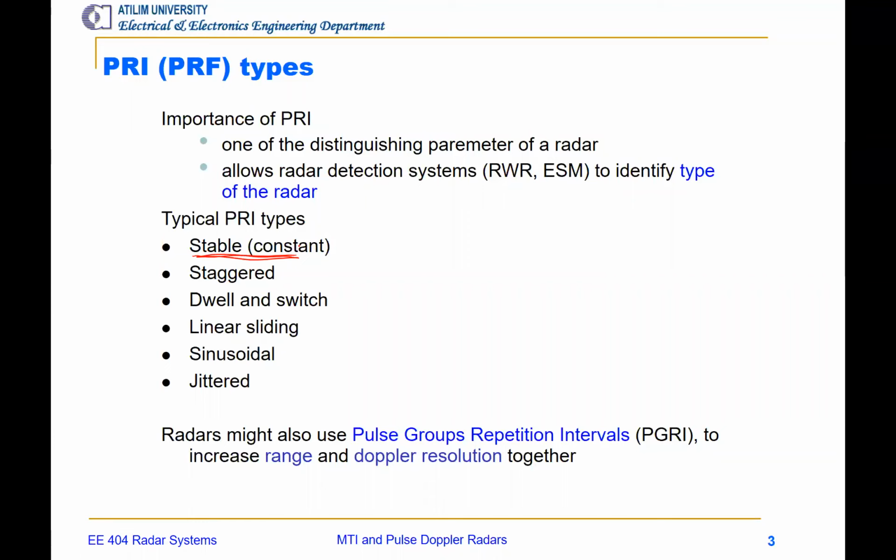There may also be some pulse group repetition intervals where we get a group of pulses transmitted in one PRI type and another group of pulses in another type of PRI. So we may talk about modulation of groups of pulses.